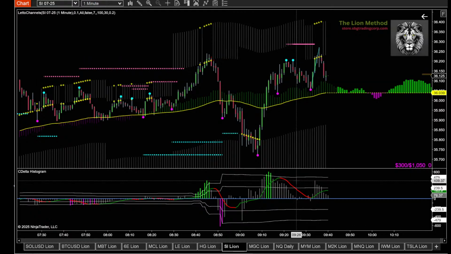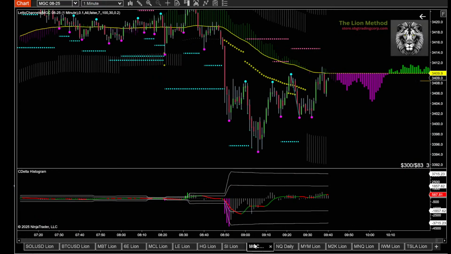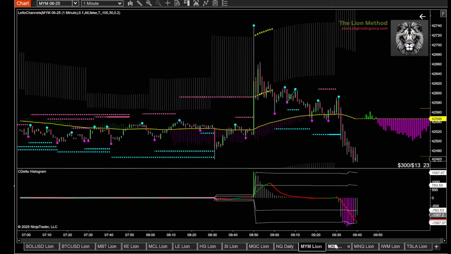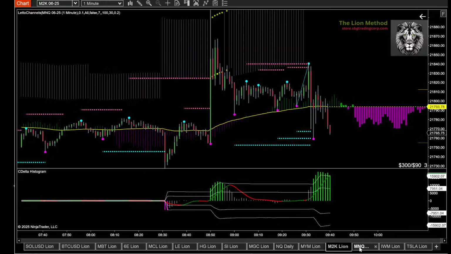Ooh, we got overbought on silver. Gold, you just trickled up to 100. So that was the trade, folks, right there. The stop would have been down here. So would have traded two contracts. You'd be in the money a little on gold.